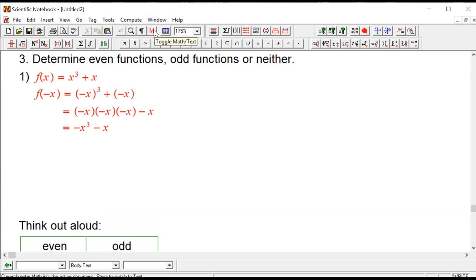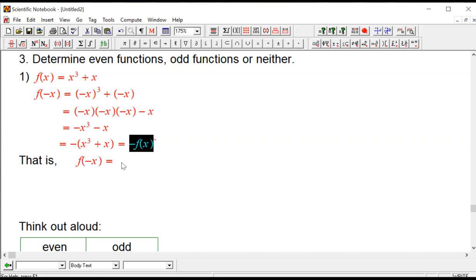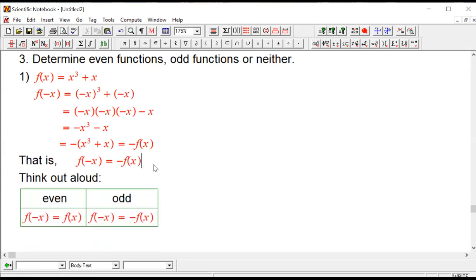And what is that? If we factor out the negative sign, we get negative of x to the power 3 plus x. What is x to the power 3 plus x? That is f of x, because f of x is x to the power 3 plus x. So what have we found? We have demonstrated that these two are equal. So f of negative x equals negative f of x. Thus, you can say f of x is odd.